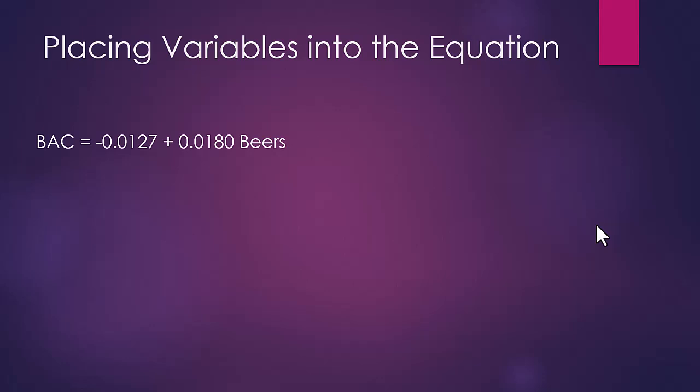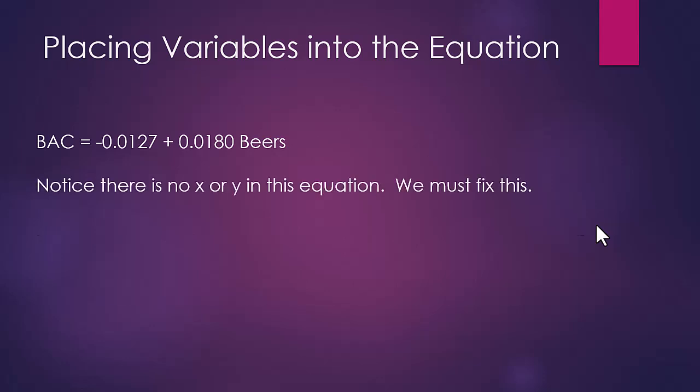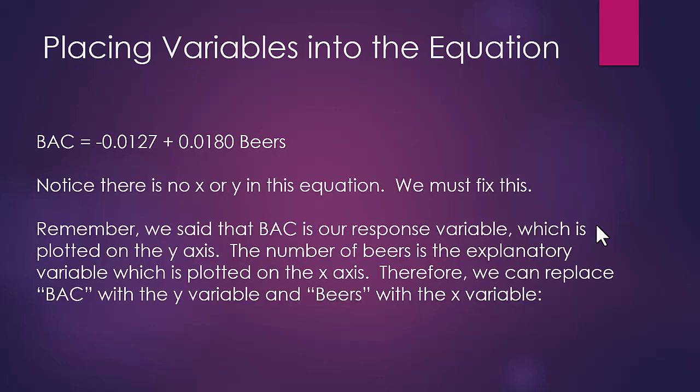Of course you can absolutely keep that there and use it, but most of my students are coming out of algebra, and so they're very accustomed to seeing X and Y in a linear equation. So that I can follow up with that and attach new information to existing information, we are going to replace those words with variables. Remember we said that blood alcohol content is our response variable, so that's plotted on the y-axis. The number of beers is the explanatory variable, which is plotted on the x-axis. Therefore, we can replace the blood alcohol content, or BAC, with the y variable and beers with the x variable.